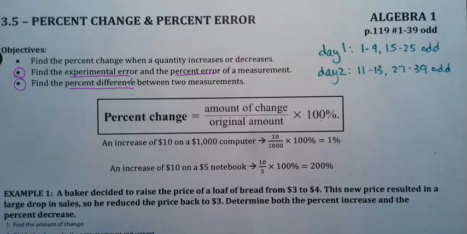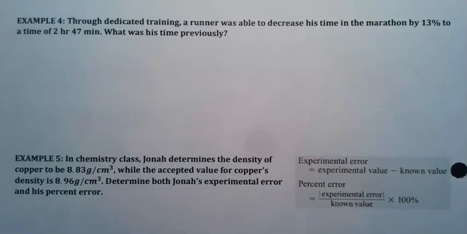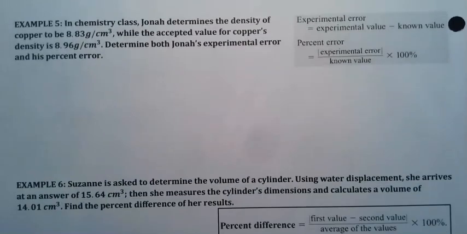Okay, and so day 2 over here, you're going to do number 11 through 13, 27 through 39, all odd. So not a whole lot of problems, but make sure that you know the formula that we're going to get to. Okay, so then let's go over to the back and start at example 5. Not example 4, example 5.